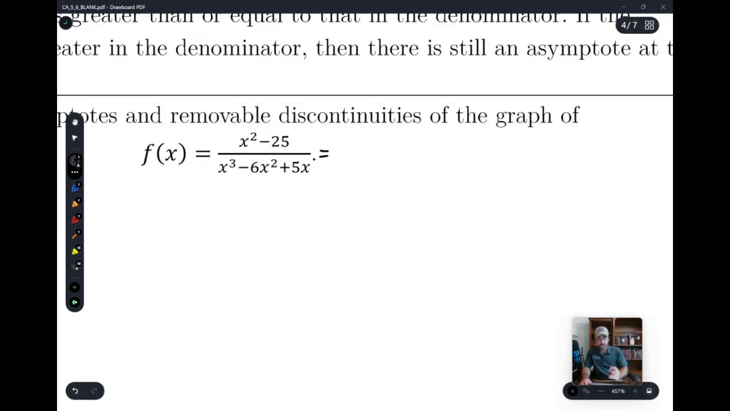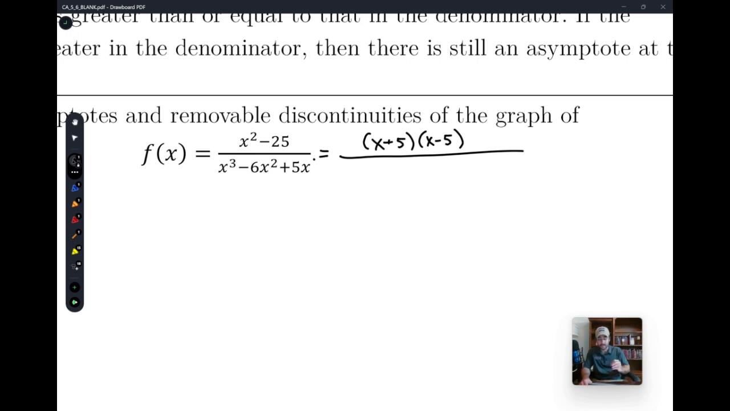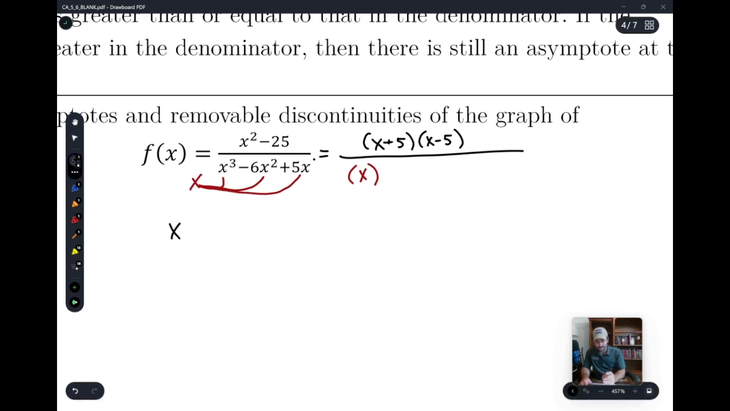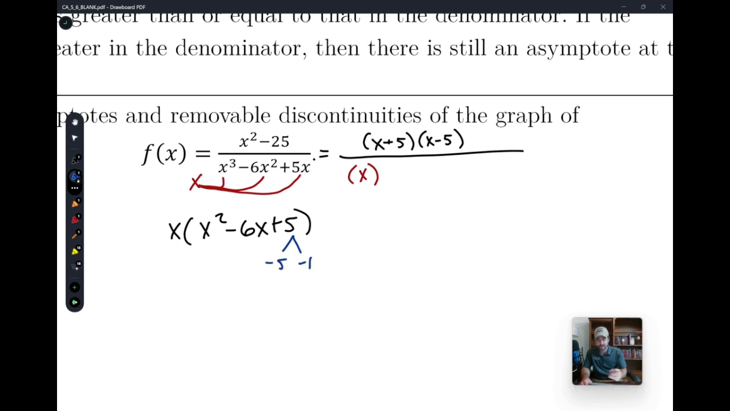And so if you factor the top using that perfect square, you know we've got x plus 5 and x minus 5. And then the bottom, ooh, that's a little tougher to factor. I'm going to do it in steps. I'm going to factor out an x first. So I've got an x outside. And then if I factor out an x, we end up with x times x squared minus 6x plus 5. Is that a nice, neat factor? Negative 5 and negative 1 seems to make it work. So we have x minus 5 and x minus 1.